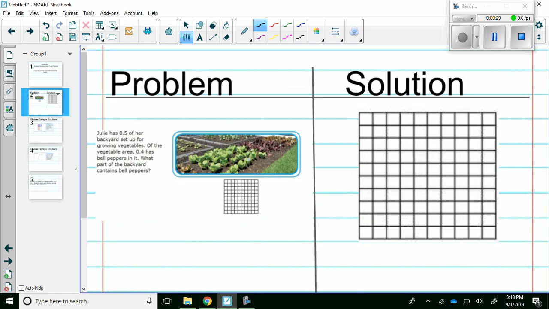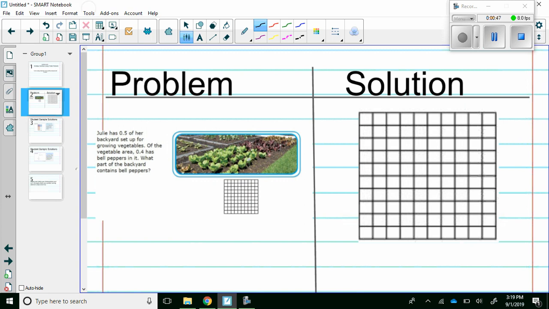Today's problem is Julie has 5/10 of her backyard set up for growing vegetables. Of the vegetable area, 4/10 has bell peppers in it. What part of the backyard contains bell peppers? I first want to start with cubes.